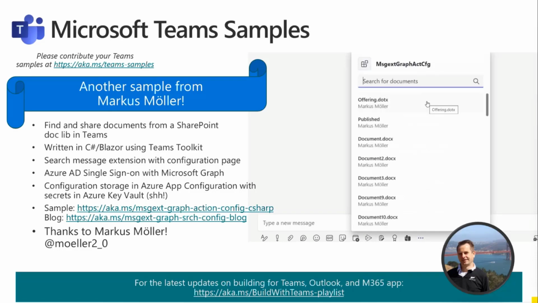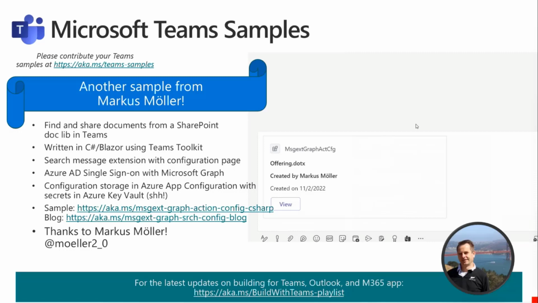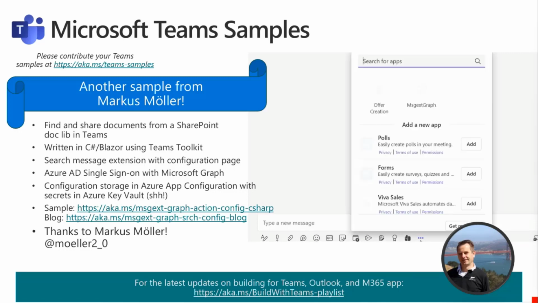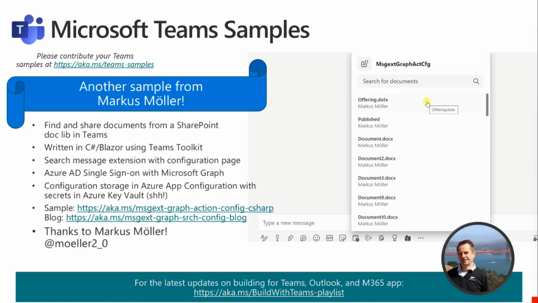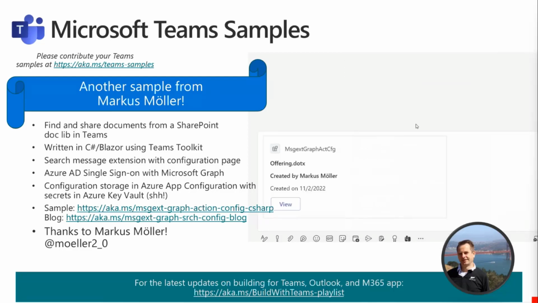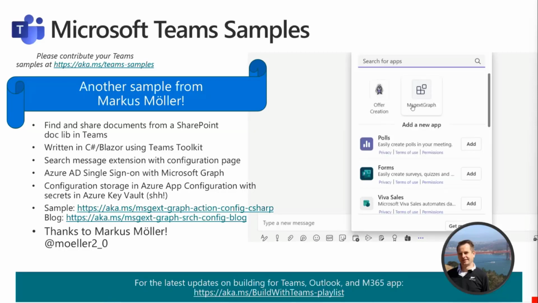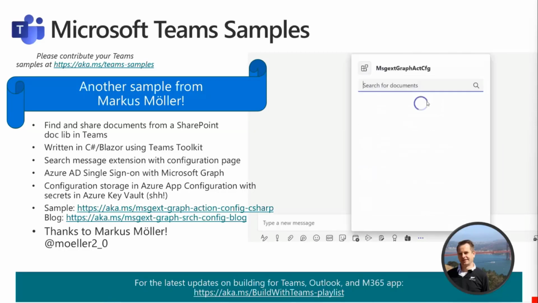And so it's a great example of how to build a search message extension with a configuration page. Not everybody knows you can configure those things. It demonstrates Azure AD single sign-on and puts the secrets where secrets should go, in Azure Key Vault. Shh, don't tell anyone. Okay, so there's the URL, and thank you again, Marcus.